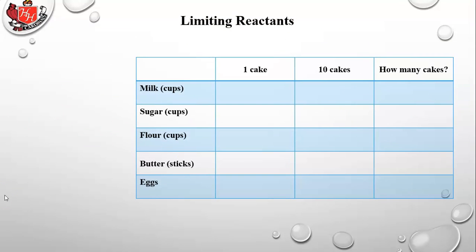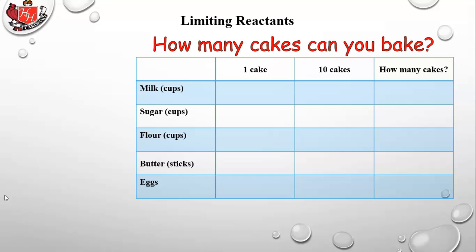So we're going to bake some cakes here. So how many cakes can you bake? Let me tell you what it takes to bake a cake. Well, to bake one cake, it takes 1 cup of milk. To bake 10 cakes, it's going to take 10 times that much. It's going to take 10 cups of milk.